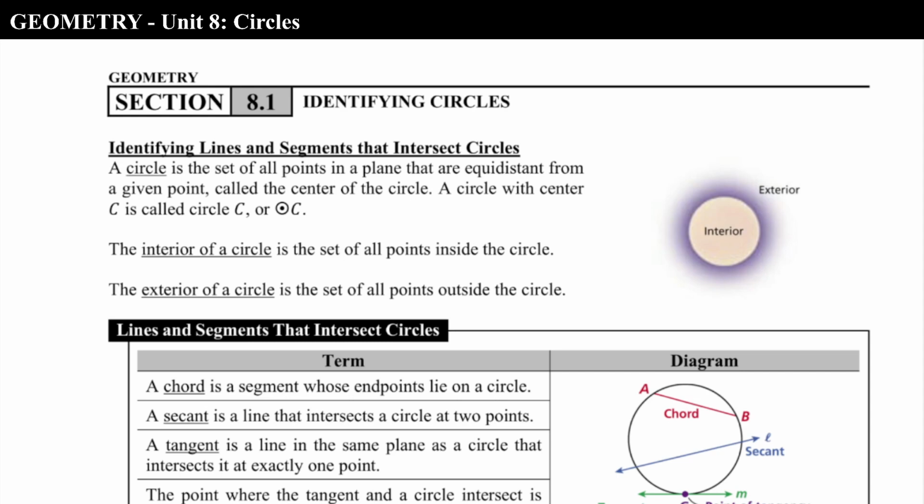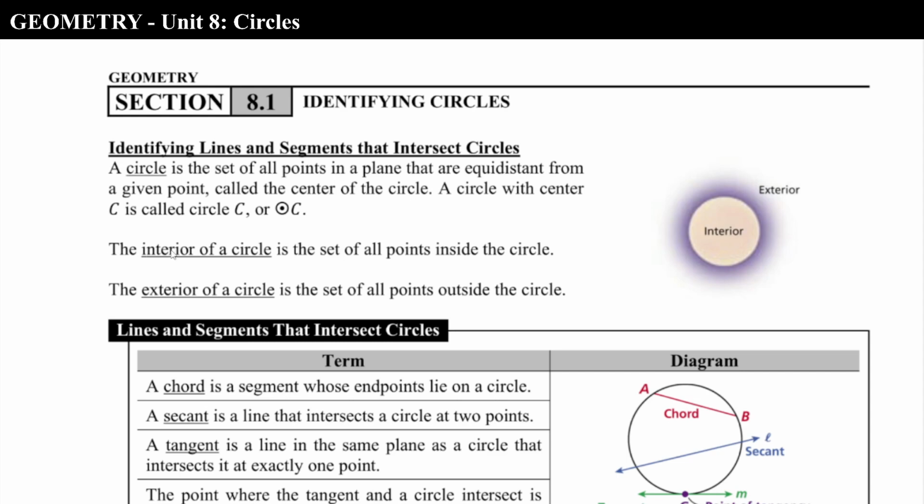First of all, a circle is a set of all points in a plane that are equidistant from a given point, called the center of the circle. So you basically have all the points that are the same distance from the center, and you connect all those points together, and you end up with a circle. This is going to be an infinite number of points, okay? A circle with a center C is called circle C, or you can use the notation that you see here.